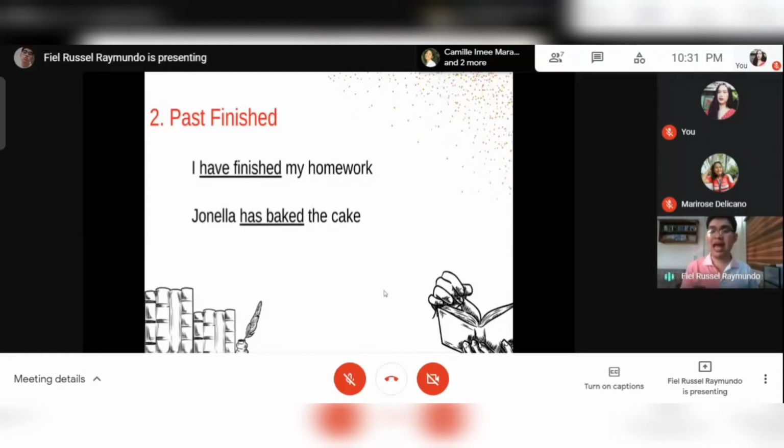Have finished, the action have finished is the past participle. So I have finished my homework, which means that today or now, I don't have to do it anymore because it's already done. The next sentence is Janela has baked the cake. The action has baked. The effect of the action has baked is that Janela doesn't need to spend any more time baking because the cake is already baked.